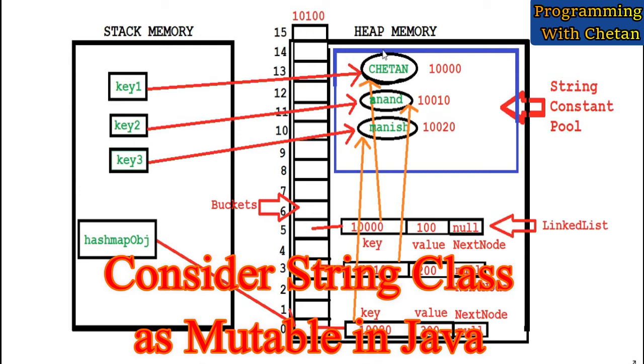So here when we have updated the value of our key1, then the key value for our hash map object is also updated. And when we will try to find the value of our key with value as Chetan in lowercase, then in that case it will return a null value. So to avoid this situation, string class is made immutable in Java.